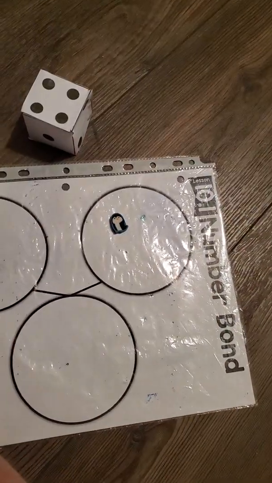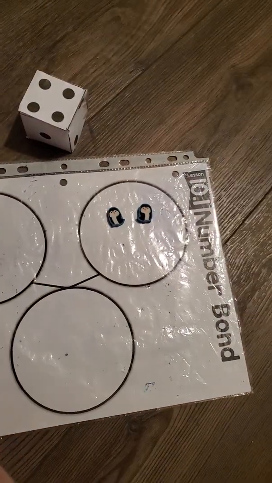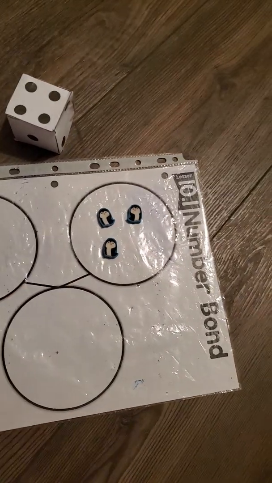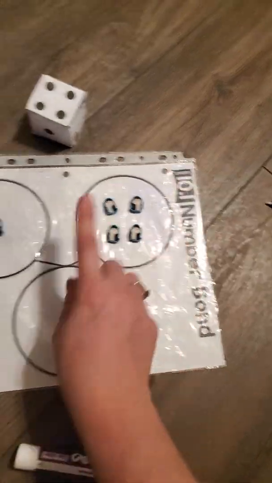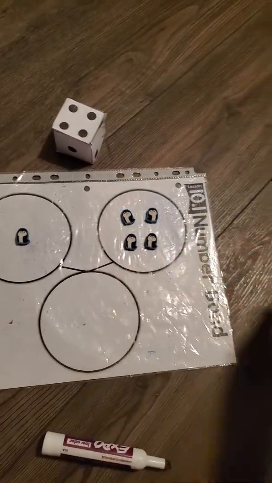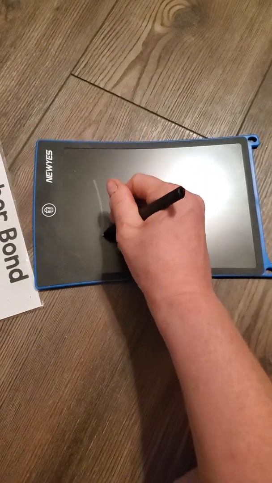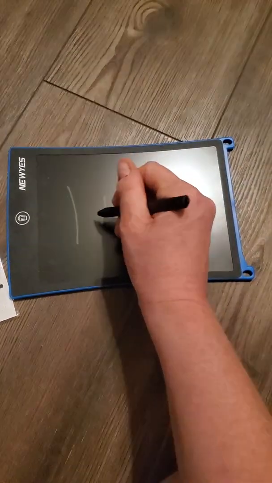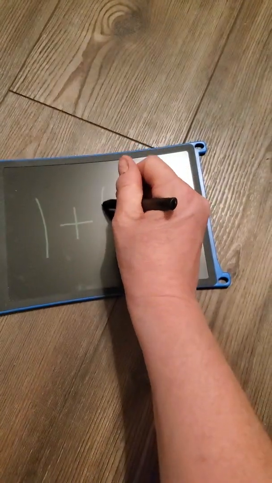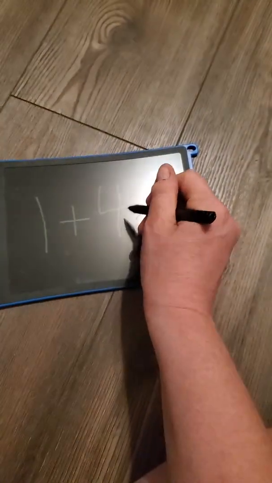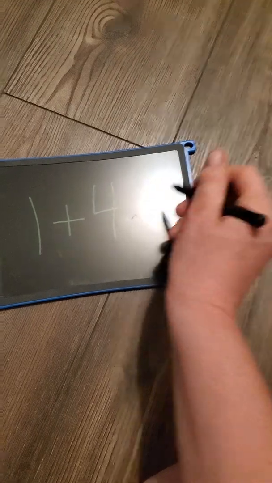1, 2, 3, 4. All right. So now we have a part and a part. Okay. And you can write it on your boogie board if you want to. And you can do 1 plus 4 equals. So you can write it like that if you want to on your boogie board.